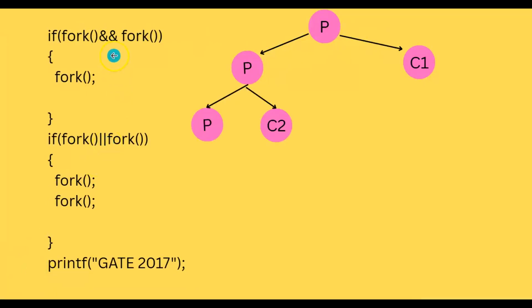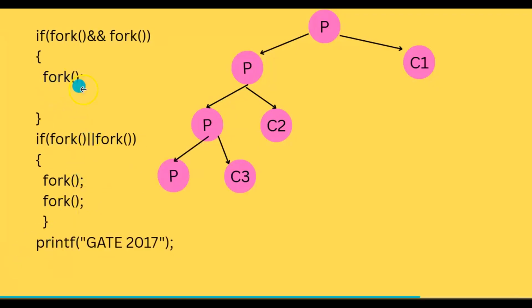We have already discussed that the AND operator will execute the right side only when the left side returns a positive value or true. In this statement, the fork system call returns a positive value in this process but returns 0 here. So for the second fork system call, only this process will create child processes as shown in this binary tree. So this P and C2.